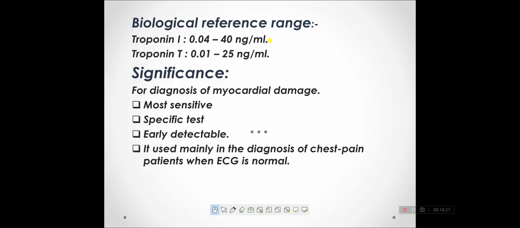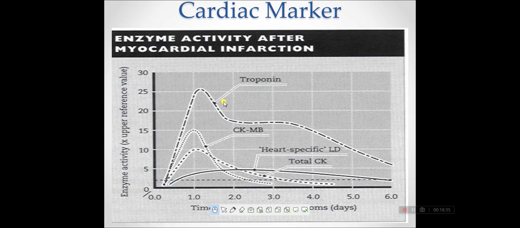It is a most sensitive and specific test. We can detect the presence of heart disease early, mainly in the case of severe acute chest pain. It is mainly used in the diagnosis of chest pain when the patient's ECG is normal.